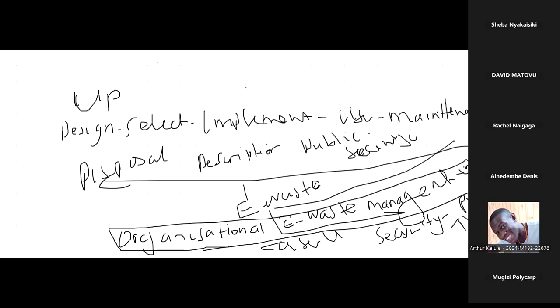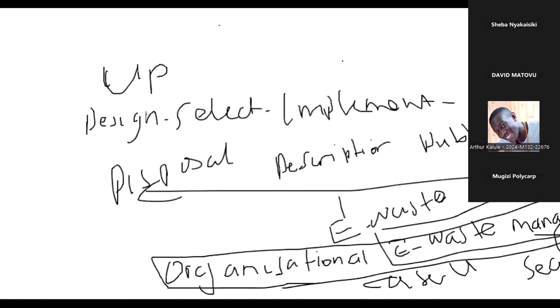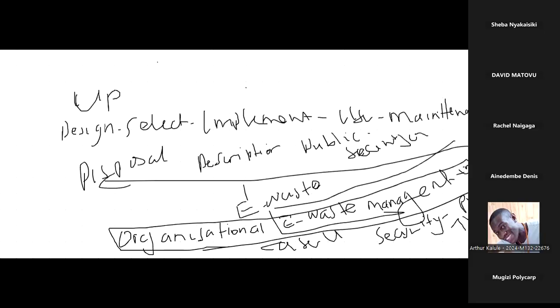But is the Uganda Police a security agency? Winnie, can you give us a better idea? Is Uganda Police a security agency? Is Winnie in class? I may be asking and she's not in class. Is Winnie in class? Yes, she's there. Winnie, we may be misassigning.